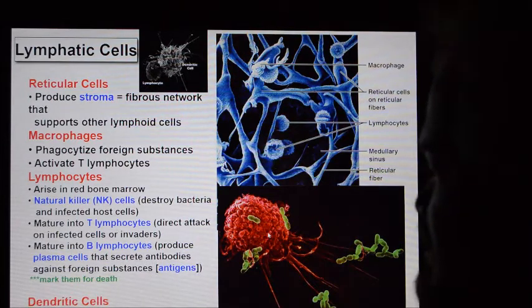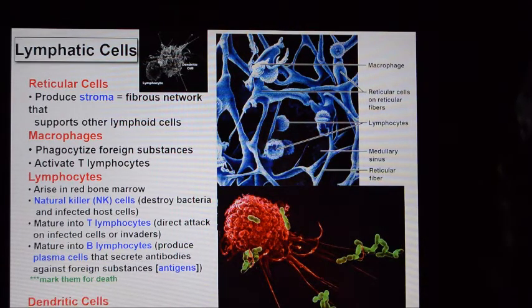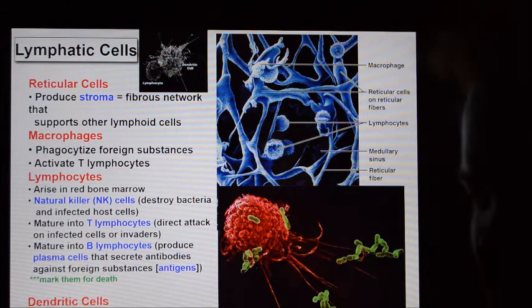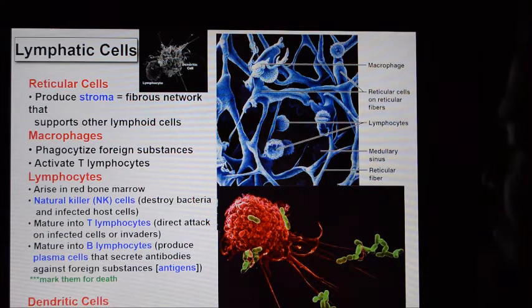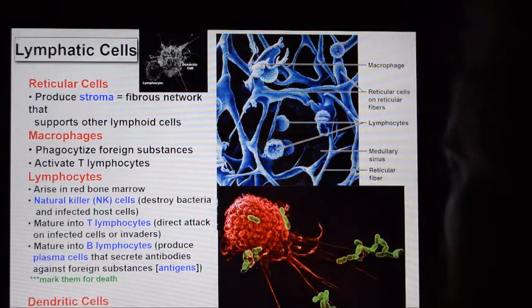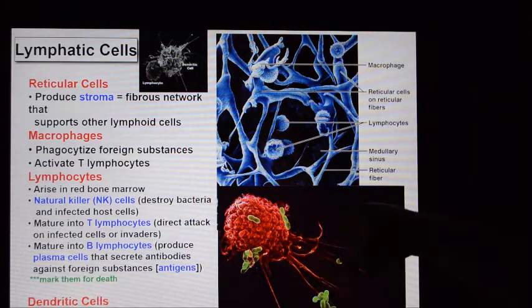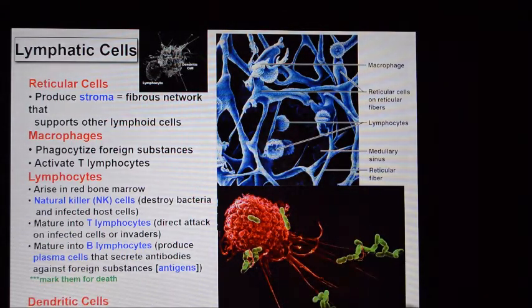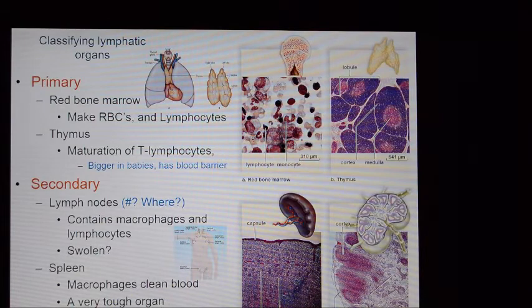B lymphocytes are able to produce antibodies that can mark cells for death. It's a genius concept. And then dendritic cells, again, are used in the activation of T lymphocytes. It's kind of a long story, but these are dendritic cells. And what you see here is they're reaching out and grabbing a hold of bacteria and dragging them back to themselves. All right, now then, organs of the lymphatic system.